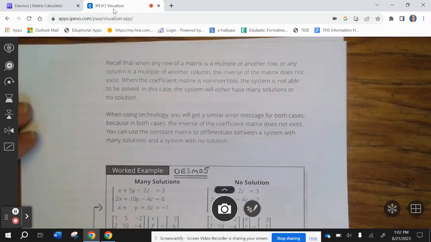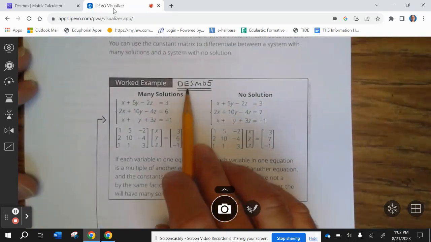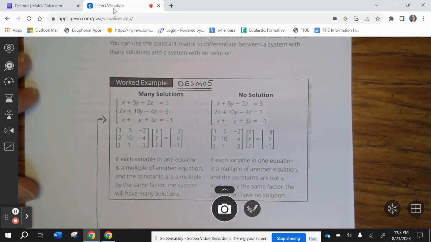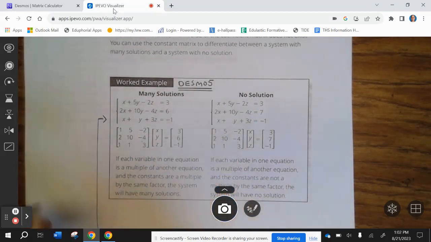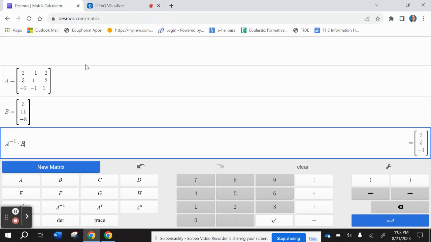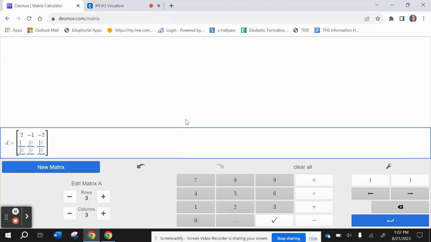All right. You're welcome to read this if you want. I'm going to jump to Desmos here. Now, we're going to use Desmos to solve many solutions and no solutions. So I'm going to clear this out.